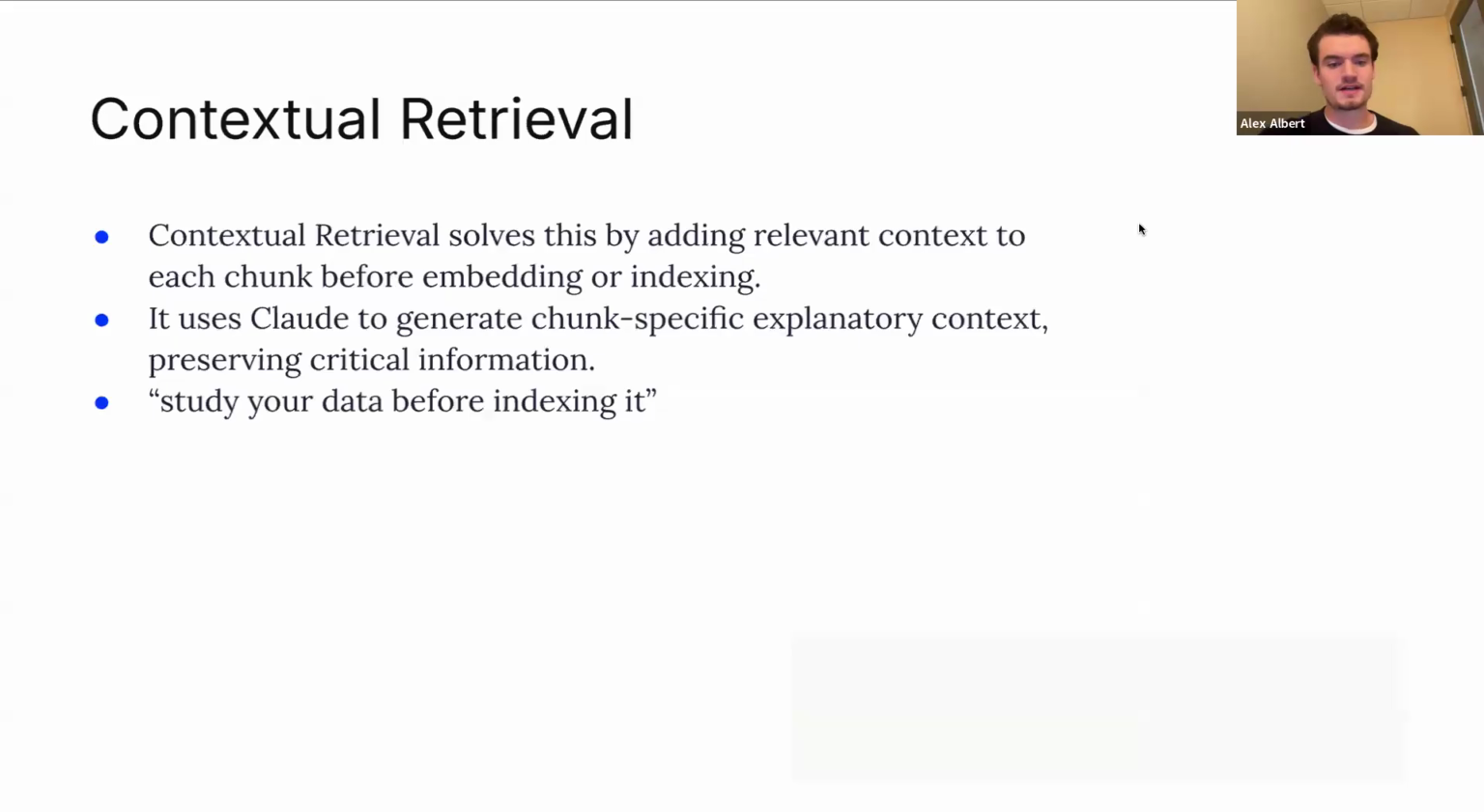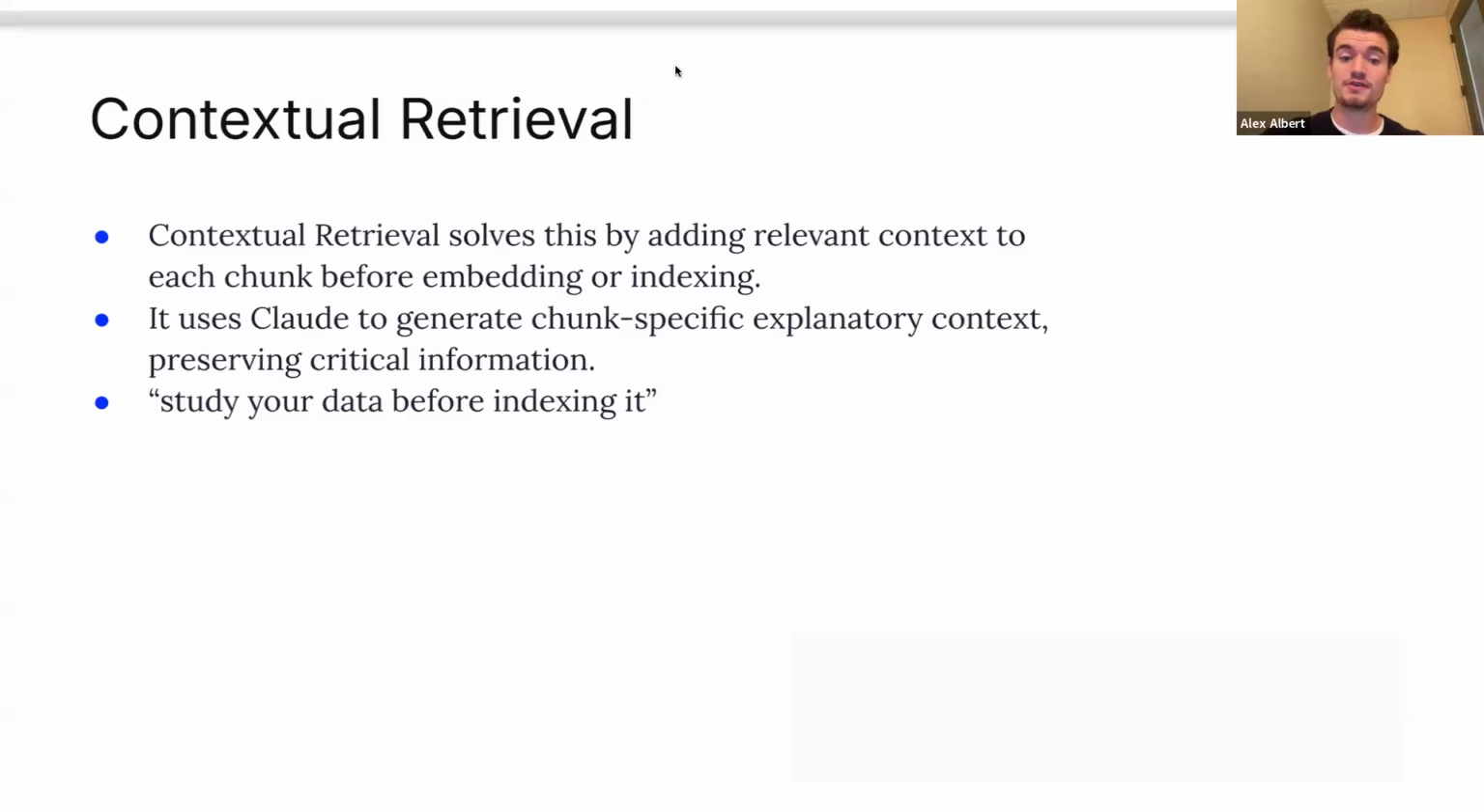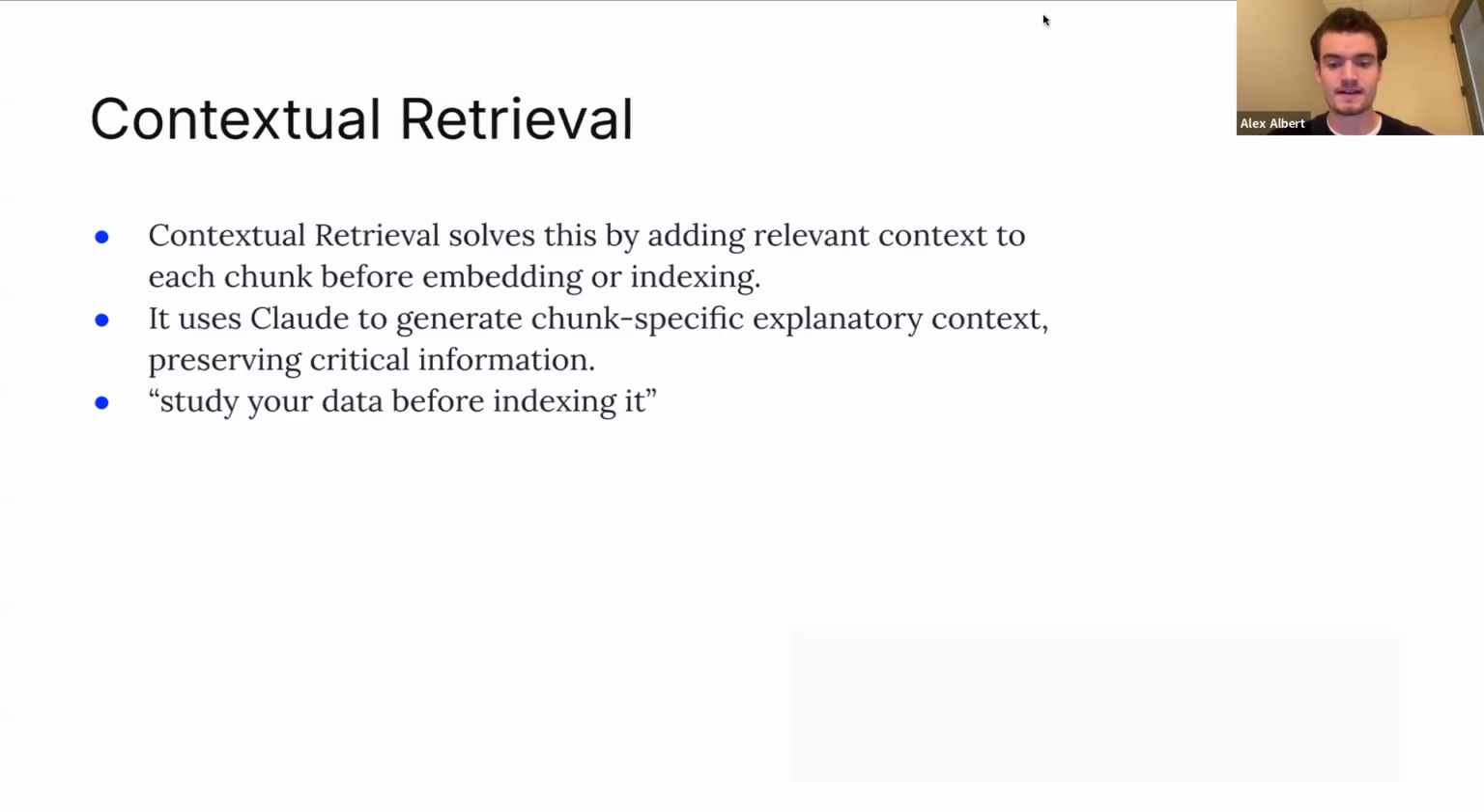So we solve this with contextual retrieval by adding a relevant context to each chunk before we actually embed or index it. And to add this relevant context, we actually use Claude to generate chunk-specific explanatory context, which preserves this critical information. One way I like to frame this is that it's basically like studying all of your data before you go and index it. Next slide.